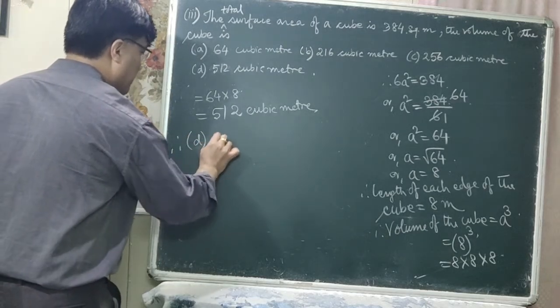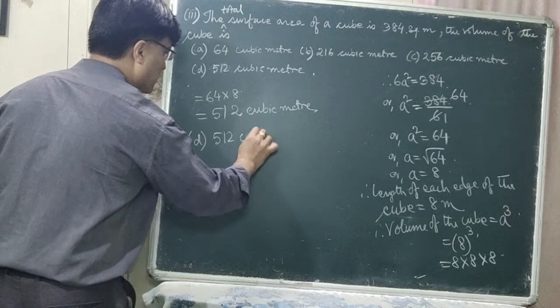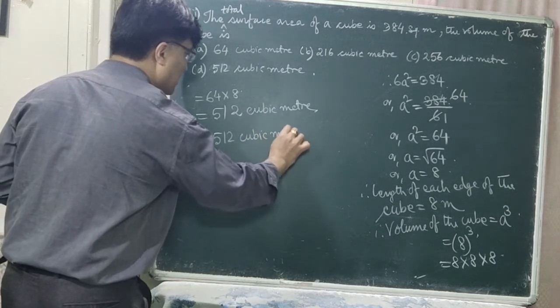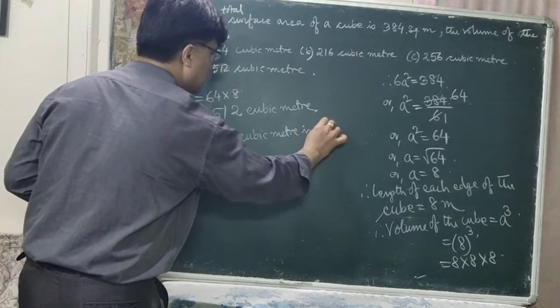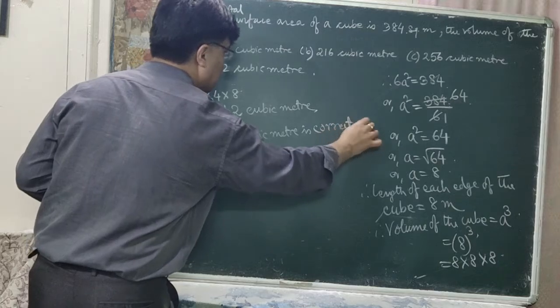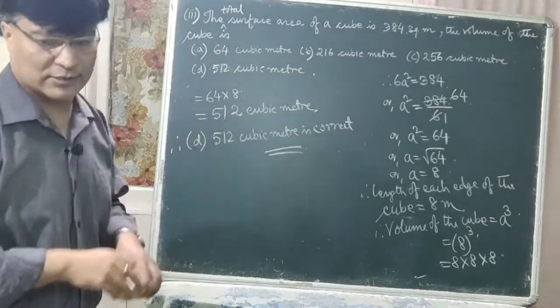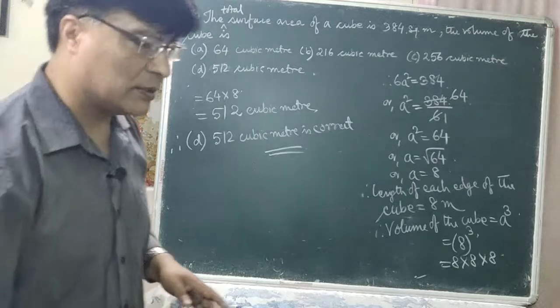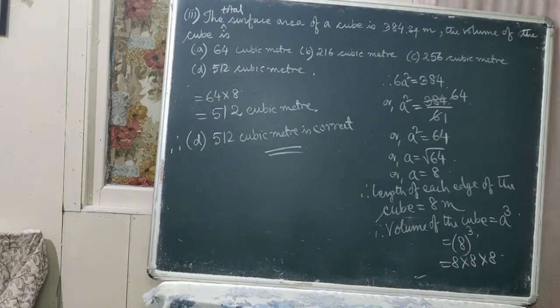Therefore D, 512 cubic meter is correct. So this is the final answer. So you can copy it. Now we'll do the next question.